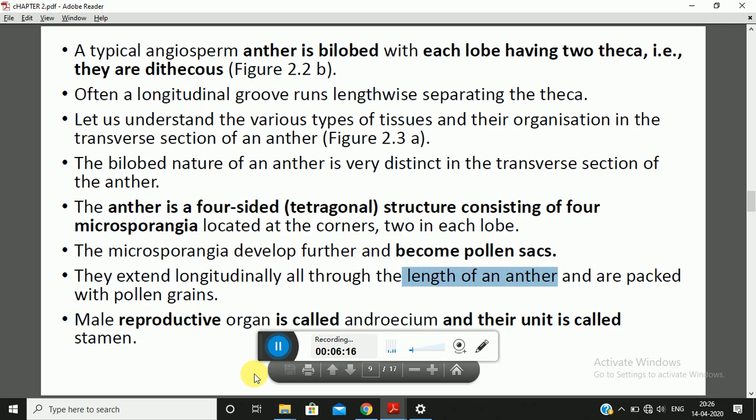So the microsporangia will be present throughout the length of the anther, and they will be packed with pollen grains. So pollen sacs will be containing those pollen grains. The male reproductive organ is also known as androecium and its unit is known as stamen.